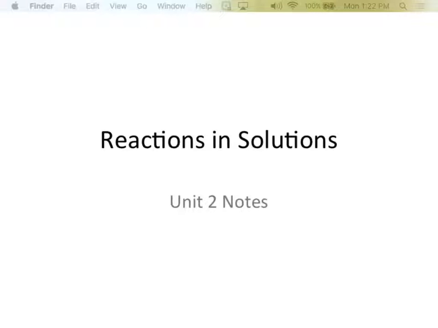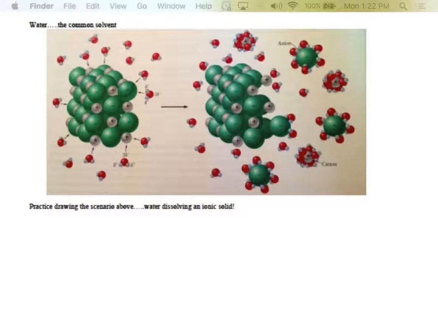Okay, let's get started. Reactions in solutions. So as I said earlier when we were going over this stuff, it's going to mostly deal with water-based solutions. Water is the most common solvent that we're going to use. This is a particulate diagram, and it looks to me like we have a salt compound being dissolved in water.